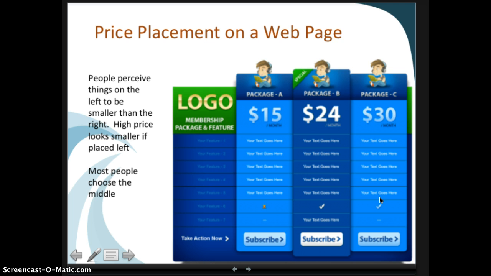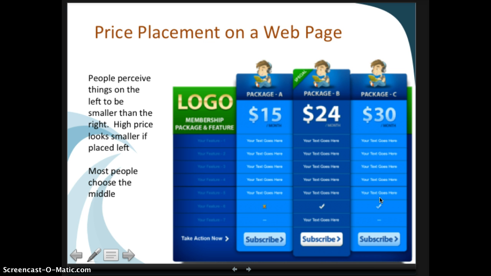It might be more effective to have the higher price on the left, which is not what you see in this slide, and the lowest price on the right. Studies are showing that we humans perceive things on the left to be smaller than similar things on the right. Thus, the high price doesn't seem to be as high if it's placed on the left.